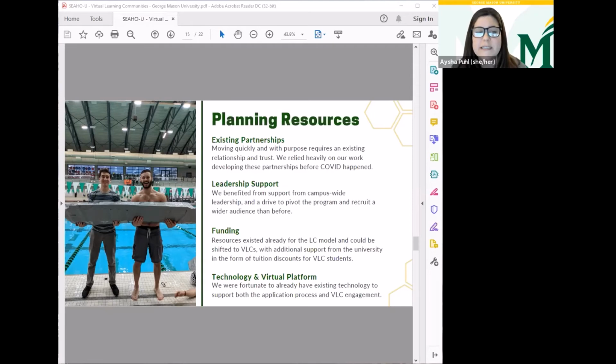And then last but not least, we had existing technology platforms that allowed us to very quickly pivot from an in-person model to a virtual model. As was already mentioned, we have a partnership with Campus Groups and have a Mason 360 page as our engagement platform. This is where all our virtual learning communities live, where the students engage with each other and with their faculty and coordinators, as well as HRL staff. And we also have StarRes for our application platform. So we were very quickly able to create an application within that housing assignments technological platform for the VLC model.